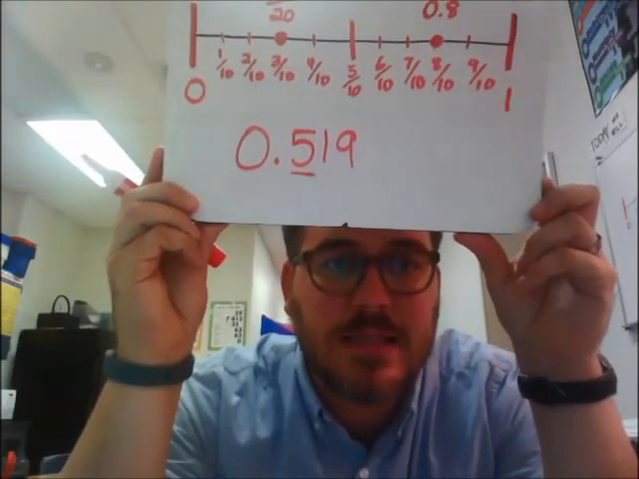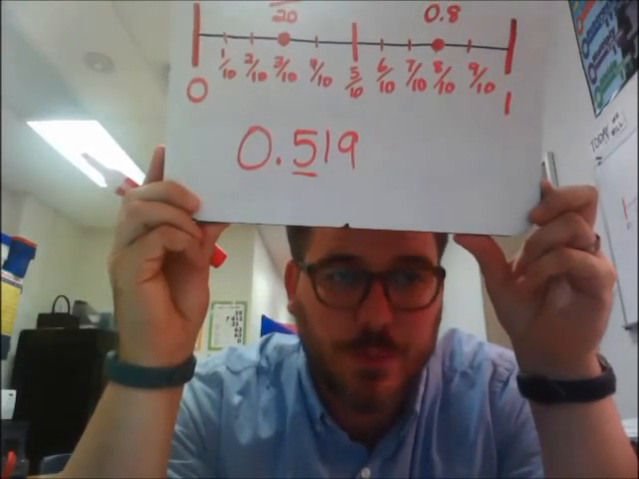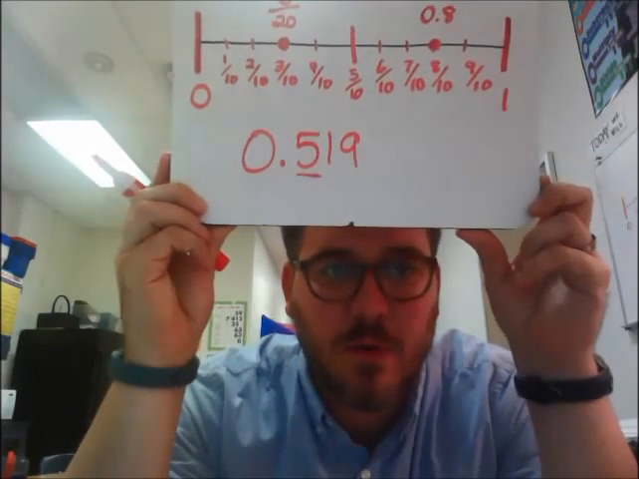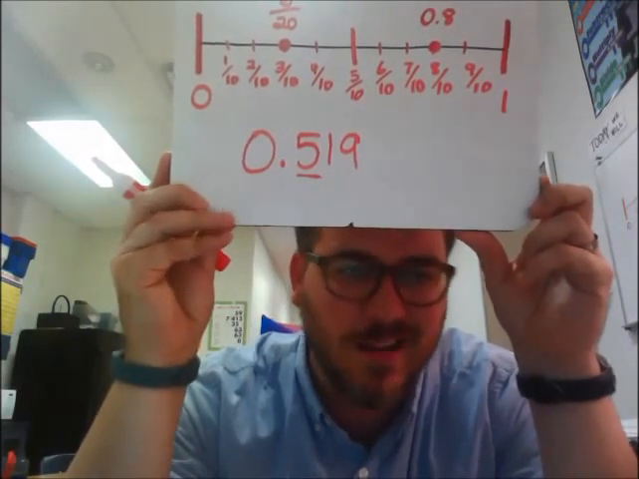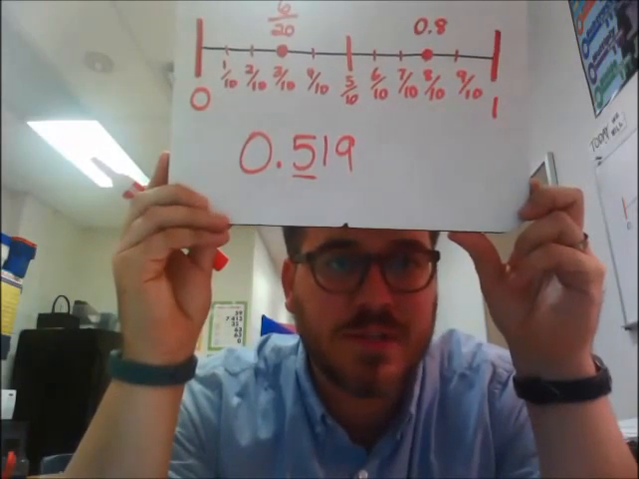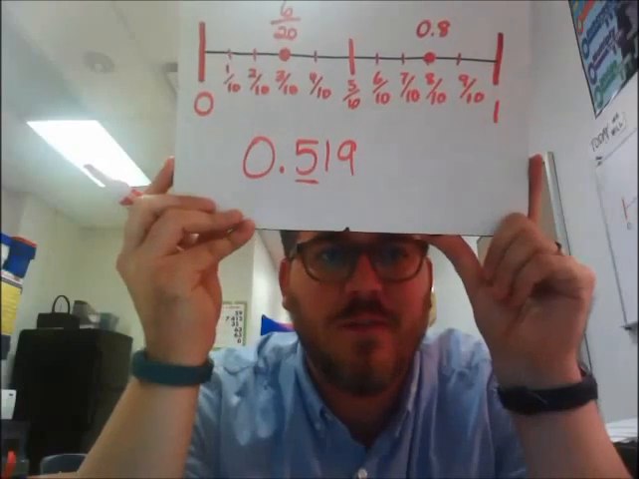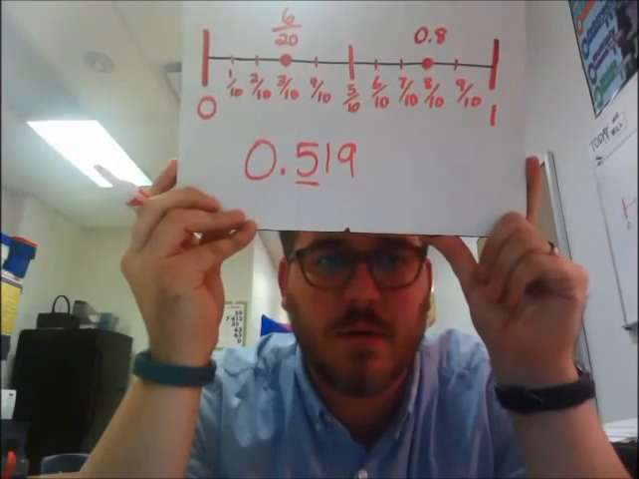I'm going to underline the tenths place. So what digit is in the tenths place? It is a 5, so there are 5 tenths and a little bit extra. So we know that this number that's going to be going on our number line is going to be between 5 tenths and 6 tenths on our number line.